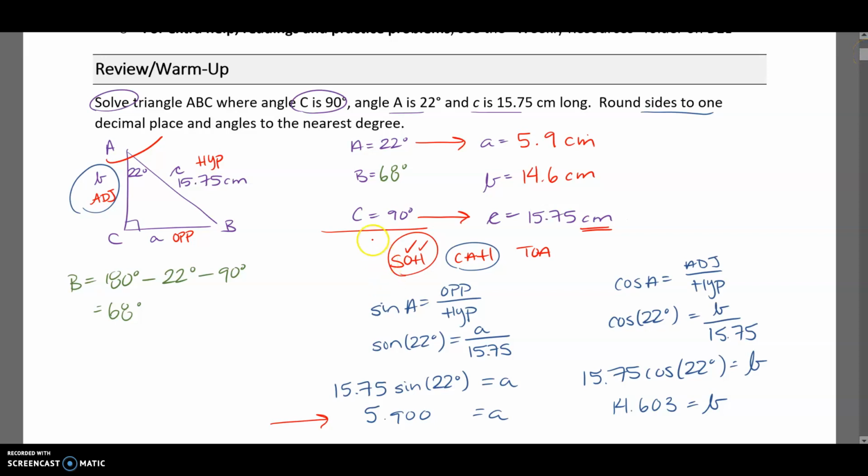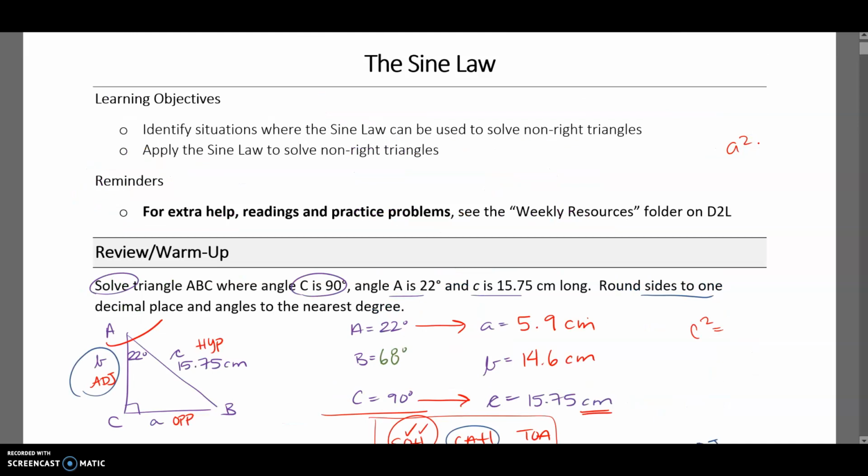With right triangles, we can use these trig ratios, SOHCAHTOA, and depending on if we need two sides, we could use the Pythagorean theorem, c squared equals a squared plus b squared.